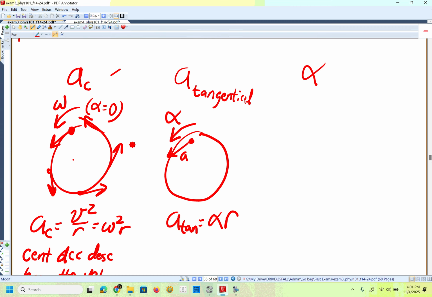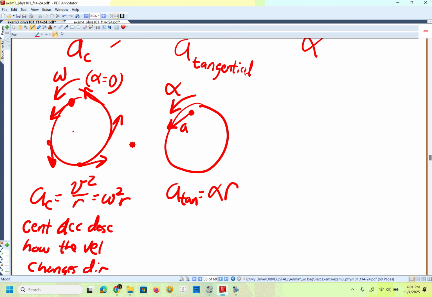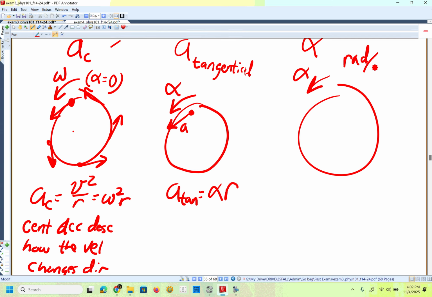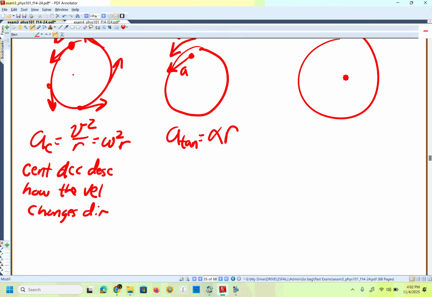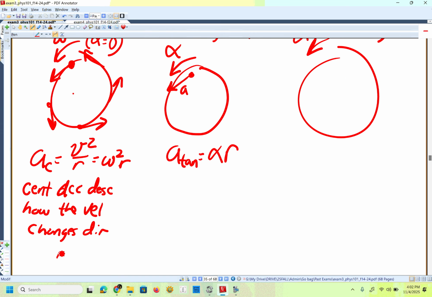And then finally we have the angular acceleration, and that just describes, if omega is increasing or decreasing, by what rate is it increasing? The units for that are going to be radians per second squared, or revolutions per second squared, or degrees per second squared. These, by the way, both of these will be in meters per second squared.